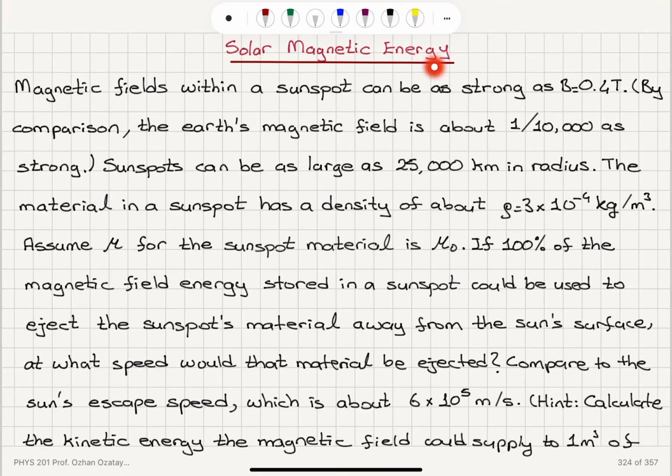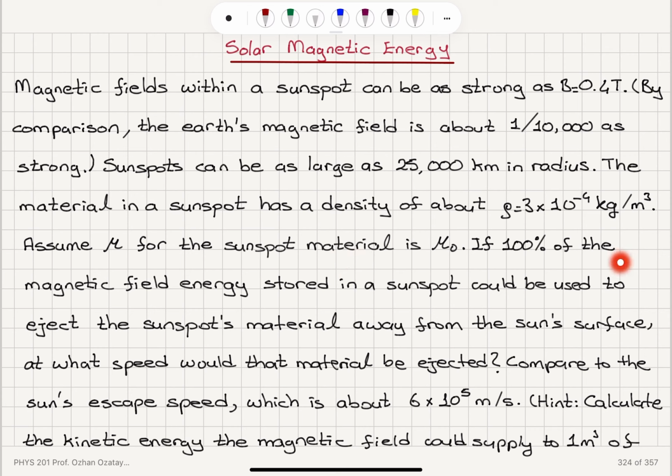Solar magnetic energy. Magnetic fields within a sunspot can be as strong as B equals 0.4 Tesla. By comparison, the Earth's magnetic field is about 1 over 10,000 as strong. Sunspots can be as large as 25,000 kilometers in radius. The material in a sunspot has a density of about ρ equals 3 times 10 to minus 4 kilograms per meter cube. Assume mu for the sunspot material is mu0.